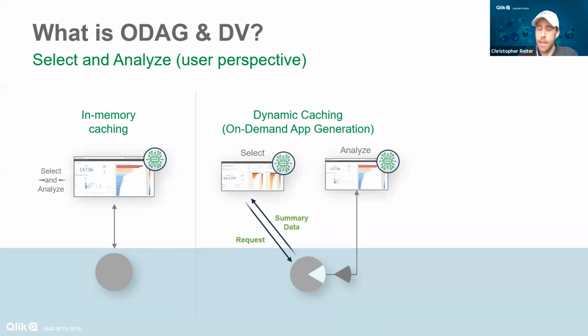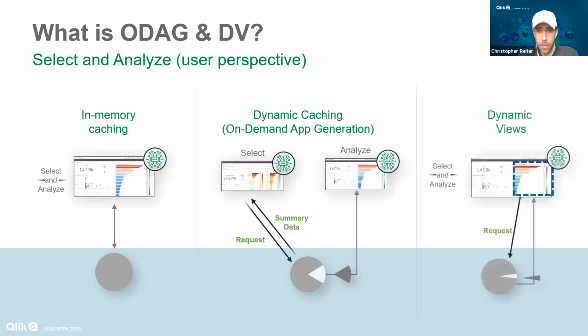So that's where we need to get fancy. We need to think a little bit about the use case, about how can we still leverage that great in-memory technology and yet allow us to work with our large data store, our billions and billions of records. So that's where we come up with these two patterns, I'll call them, one of which is called on-demand app generation, and one is called dynamic views. And under the covers, they're quite similar.